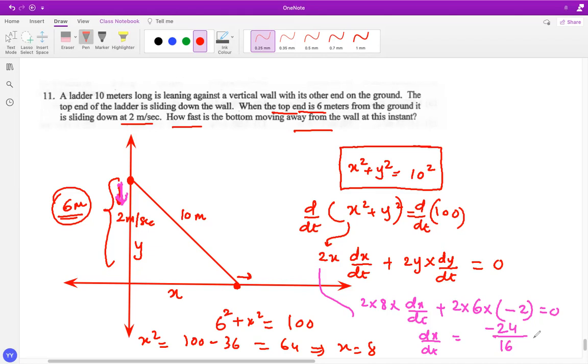So this is the rate at which the ladder is going towards the right. It's coming out positive, you can see. Hence you can see that the rate at which the ladder is slipping is that value.